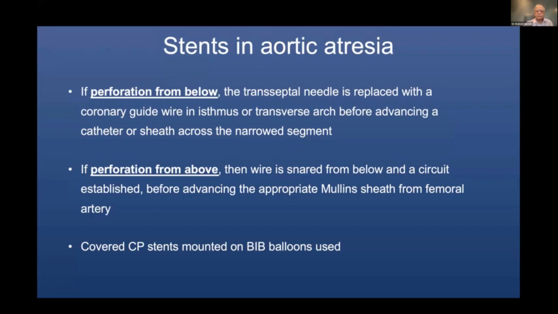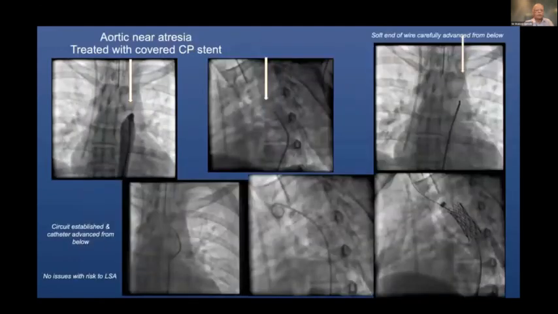If you're perforating from above and you think you're in the descending aorta, then it's best to snare from below, establish a circuit, swap the wire over to the appropriate one for the sheath, and then advance a Mullins sheath or equivalent from the femoral artery approach. And then, of course, covered CP stents or whichever stent you want to use on balloons.